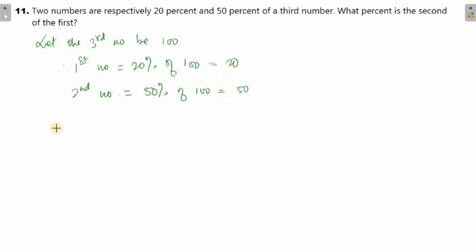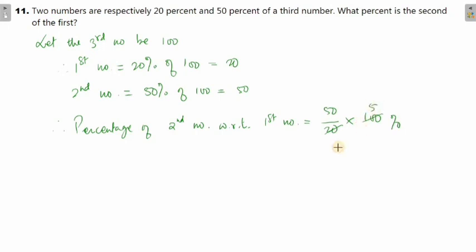All right, now we have got 20 and 50 as the first and second number. So again the question is asking you percentage of second number with respect to first number. As I said, the second number should come in the numerator. So the second number is 50, and the first number is 20, which should come in the denominator. So into 100%. Do the cancellation, so you get 5 here. So 5 5s are 25, so you get 250% to be your answer, right? So pause the video and note down your solution.